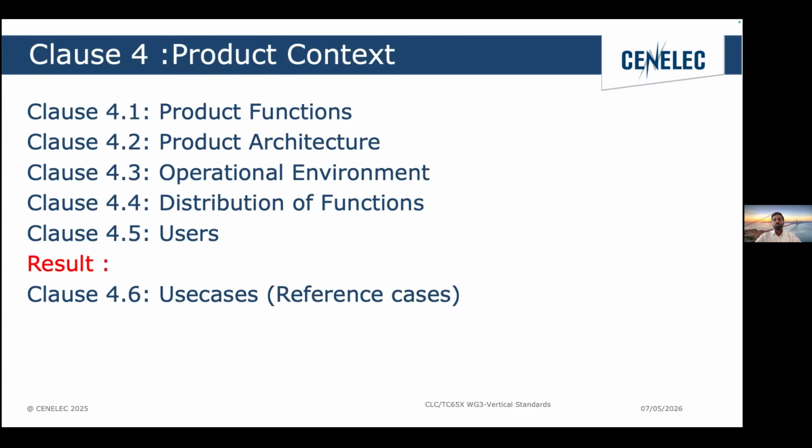Okay. Now we can directly go on to class 4, product context, which is the starting point to create everything. So in class 4, we see 4-1 product functions, 4-2 product architecture, 4-3 operational environment, and 4-4 distribution of functions, if the security functions are distributed in cloud or so on. 4-5, who are the users of this product? And as a result, at 4.6, you get the use cases, reference cases, which will help us to do the security analysis.